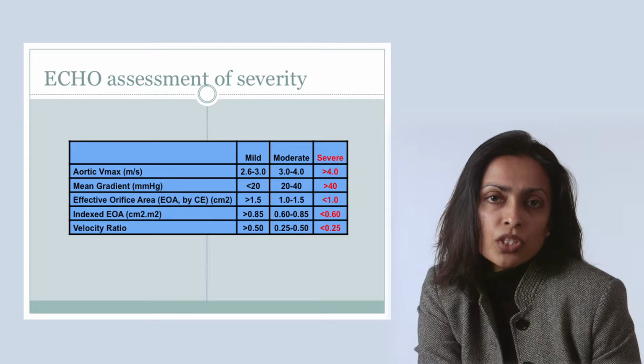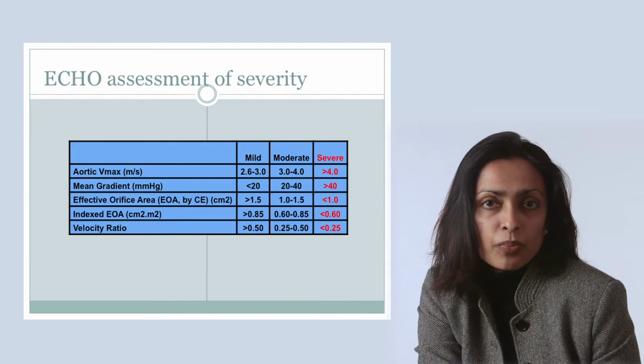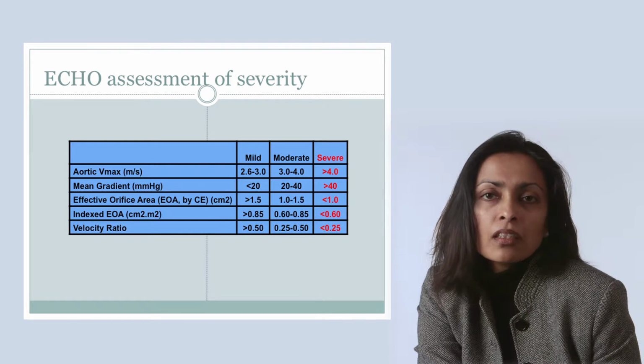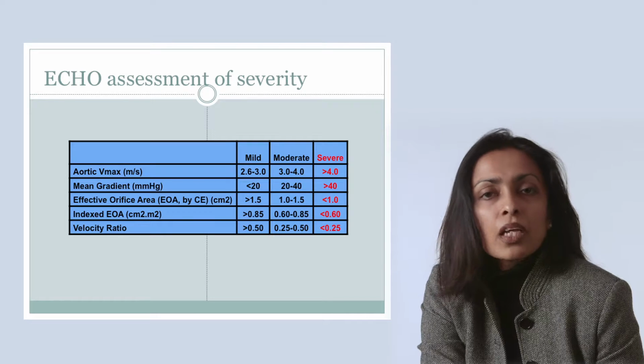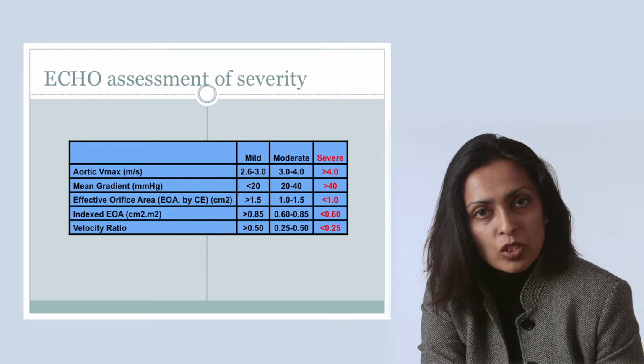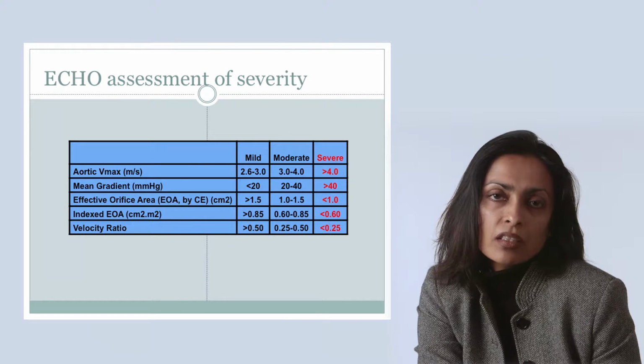Echocardiography grades aortic stenosis into mild, moderate, or severe based on a variety of parameters as shown on this slide. In severe aortic valve disease, the effective orifice area, a measure of how widely the valve leaflets open, is reduced to less than 1 centimeter squared.